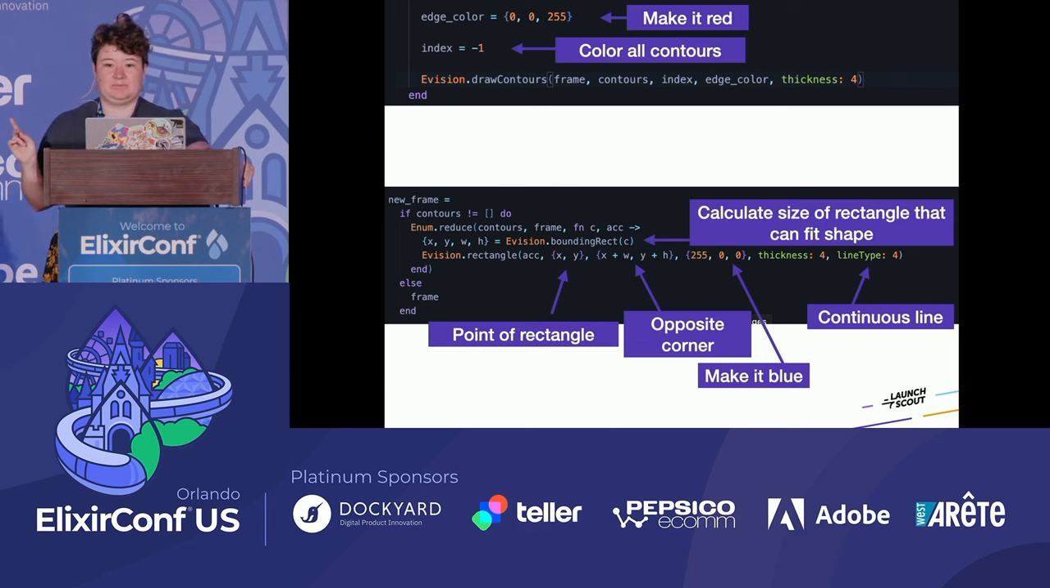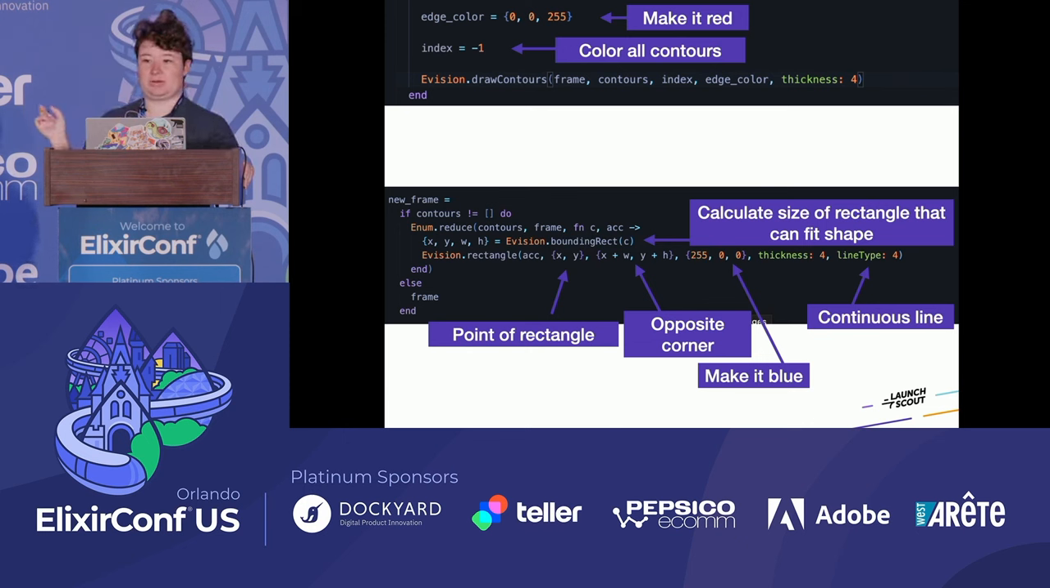Now we're going to actually draw those red lines that we've been seeing this whole time. It's pretty easy. All we have to do is tell it what color we want it to be. I picked red. Again, arbitrary. For the index, we're giving it -1, which just means draw all of them. There's not one in particular we're interested in. We want to see them all. And then we're going to draw the contour.